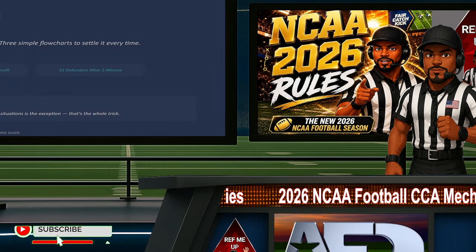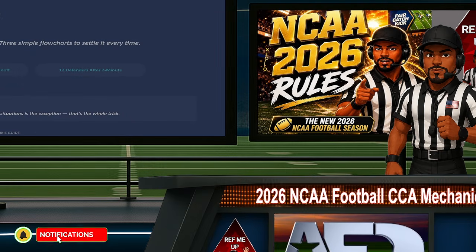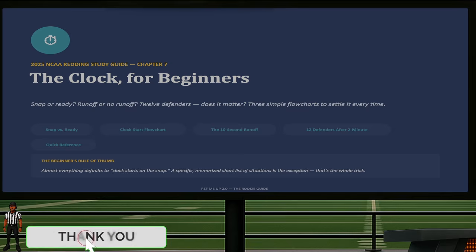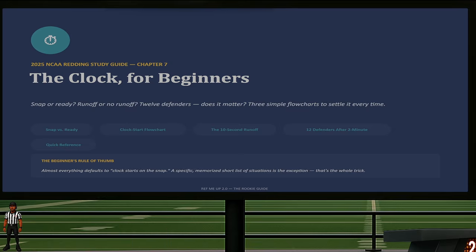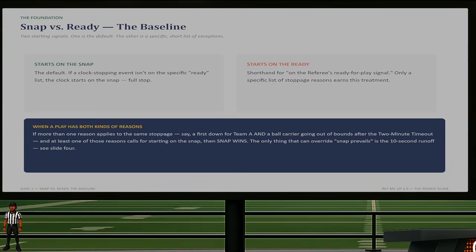Today we're breaking down the clock: snap or ready, runoff or no runoff, and 12 defenders after the 2-minute timeout. 3 simple flowcharts to settle it every time. Here's the beginner's rule of thumb before we dive in. Almost everything defaults to clock starts on a snap. A specific, memorized short list of situations is the exception. That's the whole trick. Snap vs. ready, the baseline.